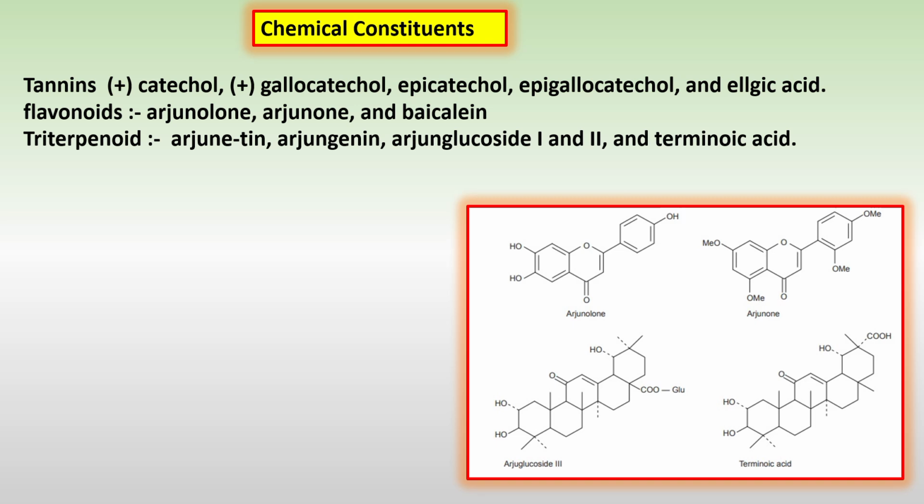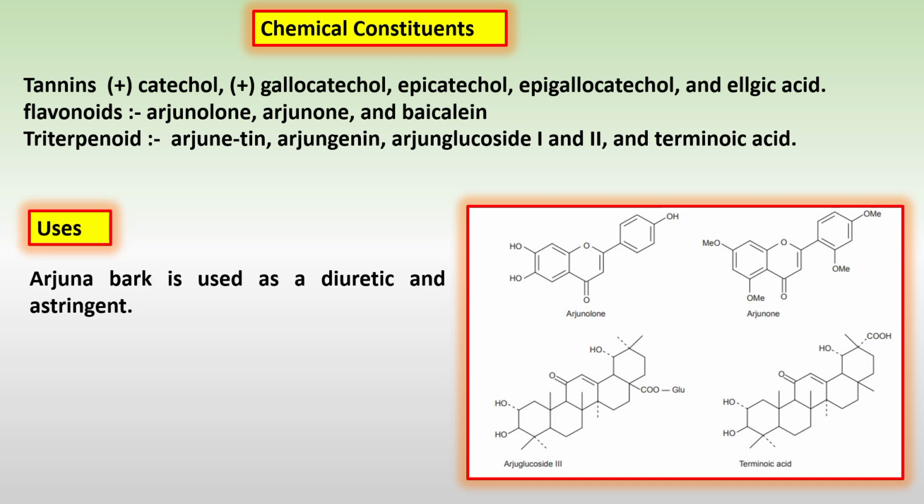But you cannot say it is a steroidal ring structure, because steroid means it needs 3 6-membered rings and a 5-membered ring as A, B, C, D ring structure. But this is a 5 6-membered ring structure present in arjunglucosides 3 and terminoic acid. You can see the structure.